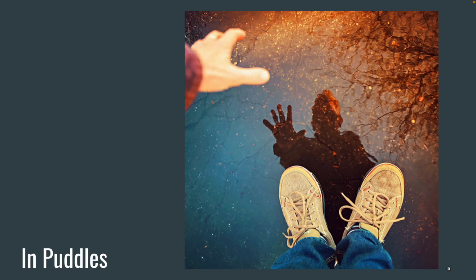Puddles are just naturally occurring on the ground. After it rains, or if you, let's say, water plants or wash the car, you'll find puddles in the street, on the sidewalk, in grass, just all over the place. This is just a matter of finding puddles and photographing the reflections that show up in them.